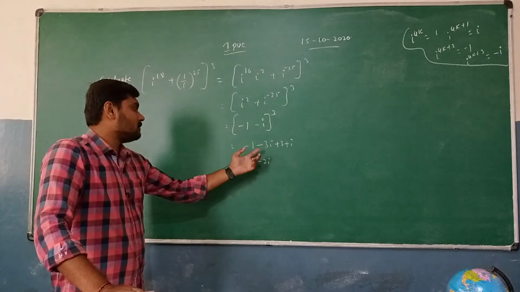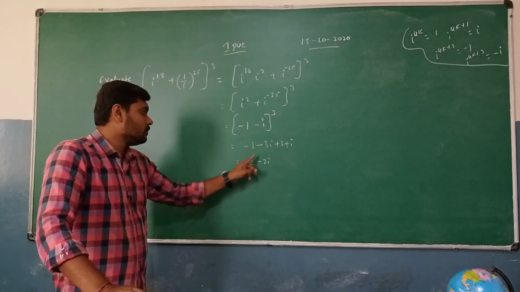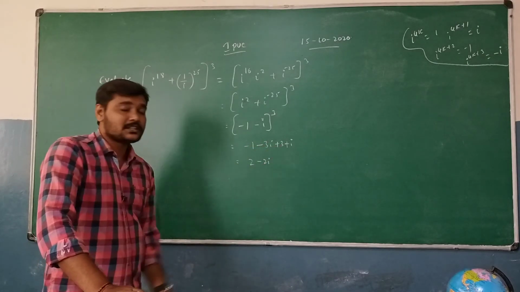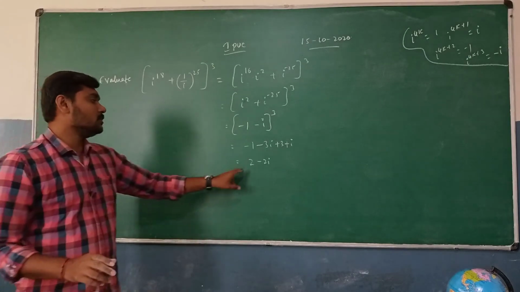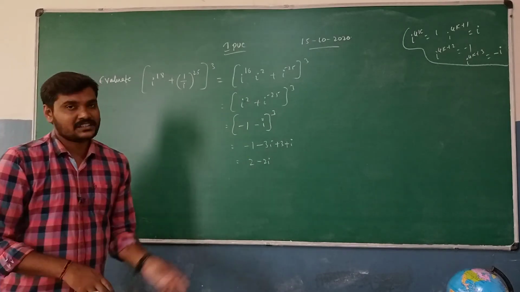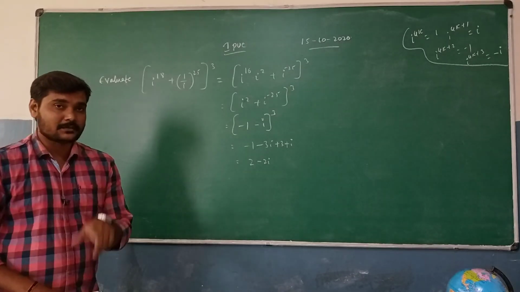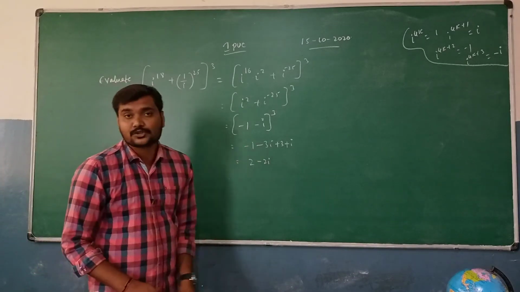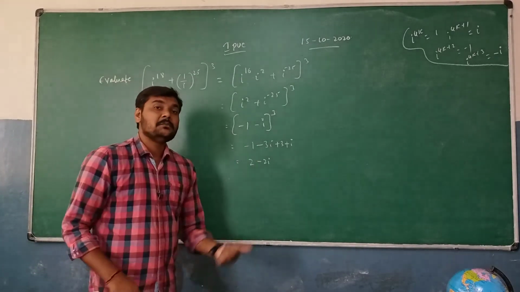So when we evaluate, what do we get? Minus 1 plus 3, that's going to be 2, minus 3i plus i, that's going to be minus 2i. So it reduces into 2 minus 2i. Is it in the standard form of a complex number? Yes, because it is a plus bi, where a is equal to 2 and b is equal to minus 2.